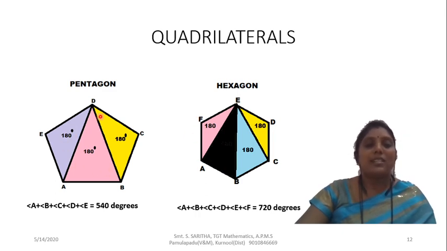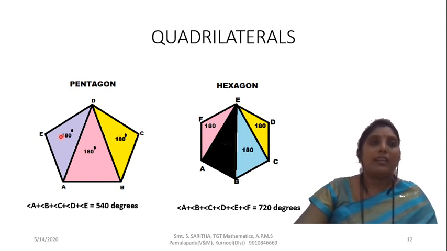Let us see what is the sum of the 5 interior angles in a pentagon and the sum of the 6 interior angles in a hexagon. Now I am considering a point D. From the point D, I am drawing the diagonals DA and DB. From one point, if you draw the diagonals, it divides the figure into 3 triangles.